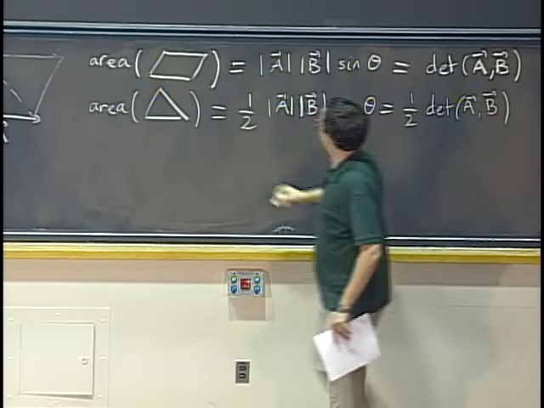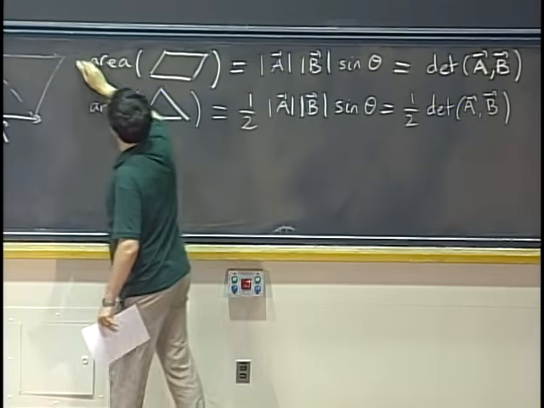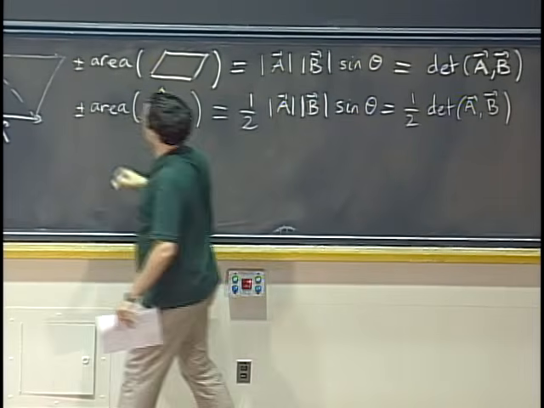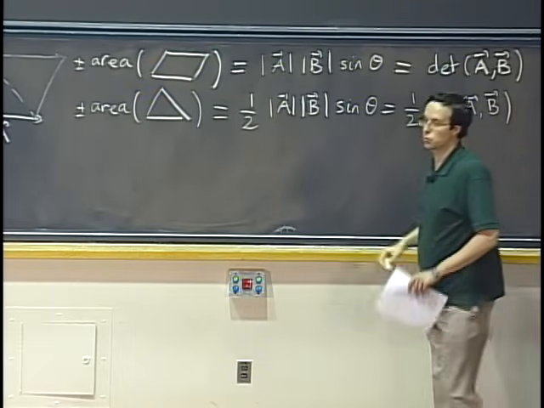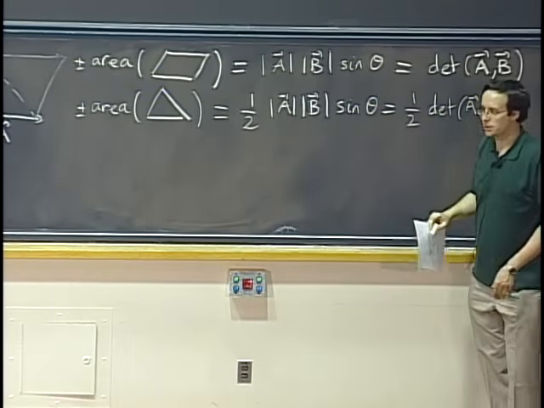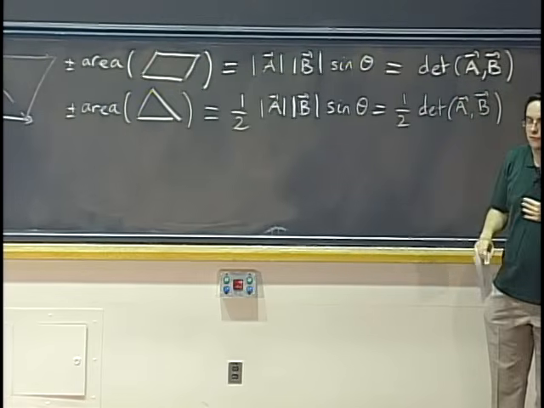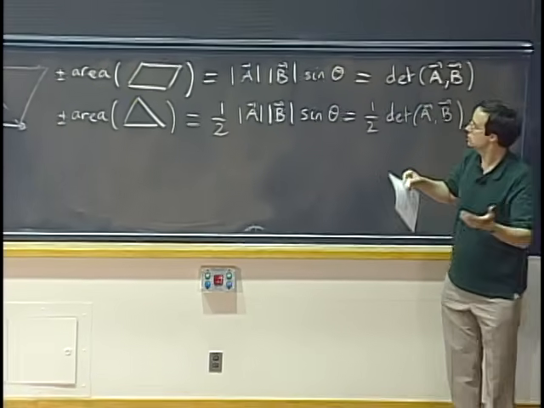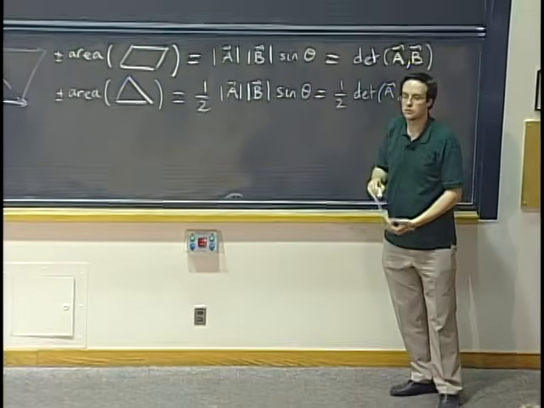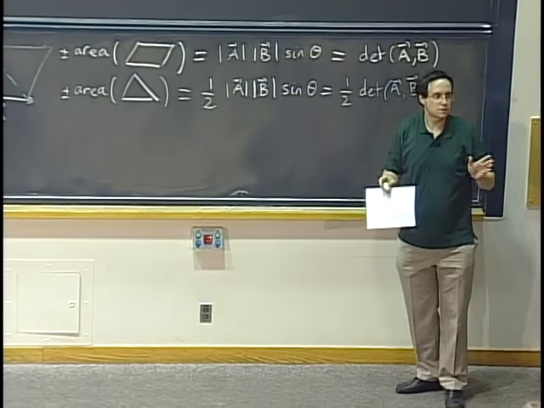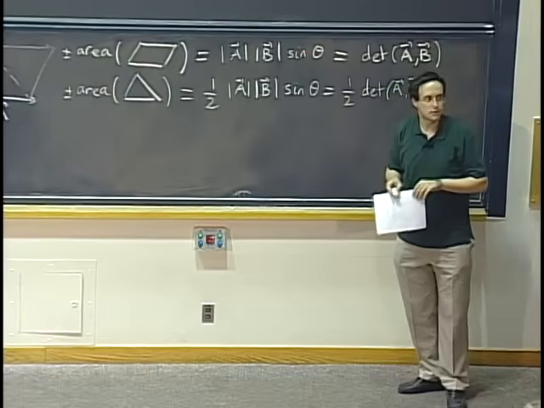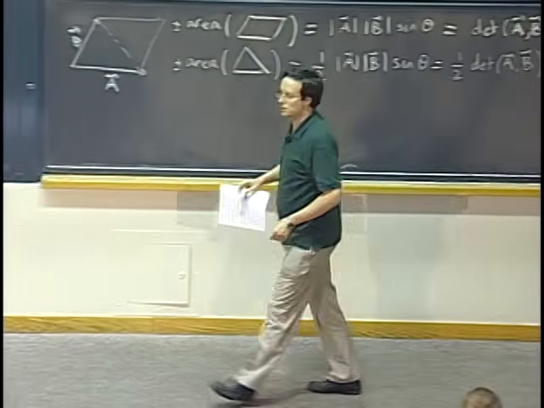And again, to be truthful, I should say these things can be positive or negative. So depending on whether you count the angle positively or negatively, you will get either the area or minus the area. The area is actually the absolute value of these quantities. Okay, is that clearer?